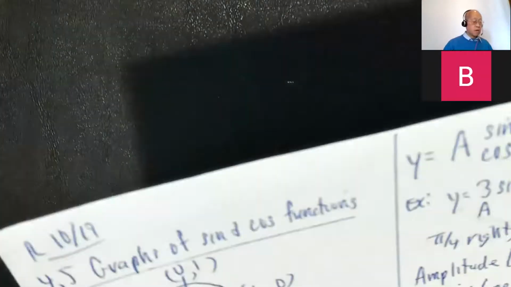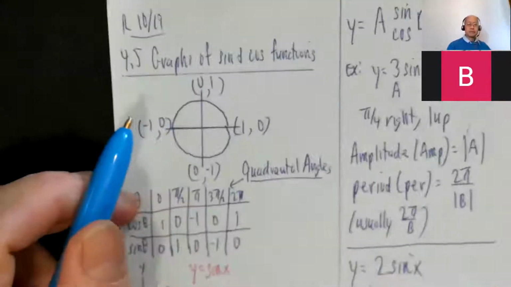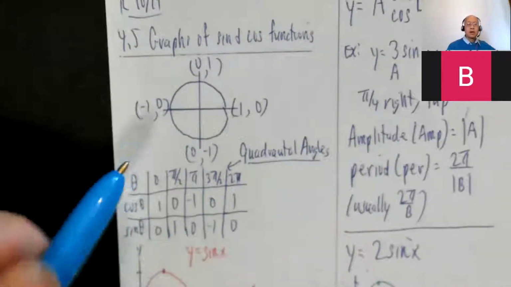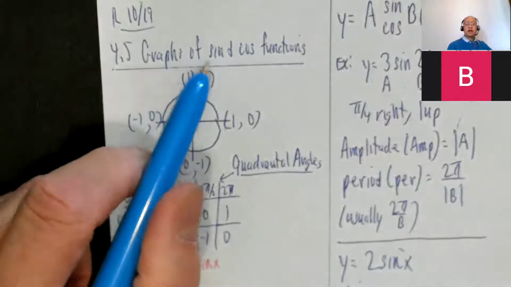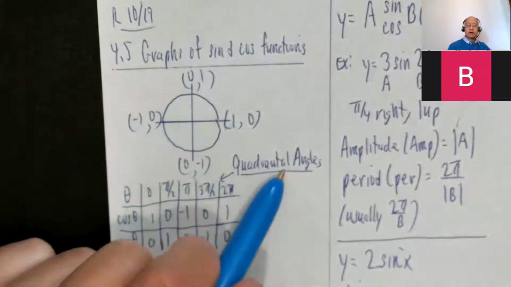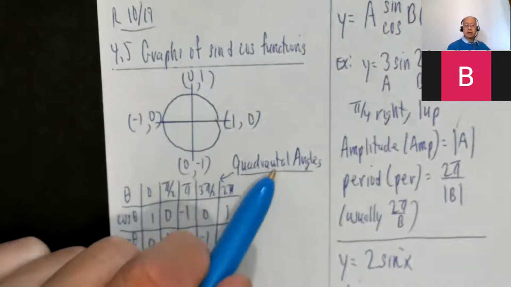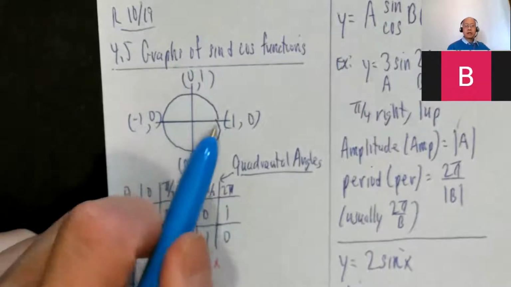All right, let me just give you my own little spiel on what's happening, and we'll start graphing next time. So, graphs of sine and cosine functions. Here are the quadrantal angles. Quadrantals are multiples of 90 degrees: pi over 2, pi, 3 pi over 2, 2 pi.